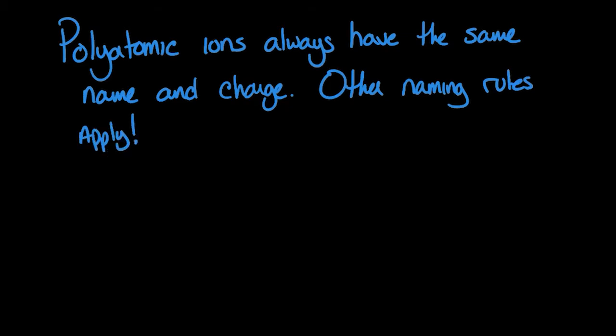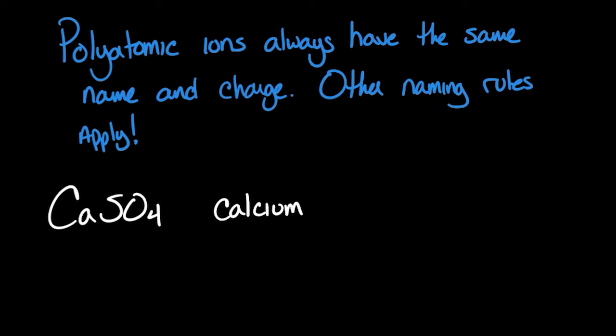So, for example, let's talk about how we would name the compound CaSO4. Since Ca is calcium, I know that that metal keeps its name, calcium, and SO4 is a polyatomic ion with the name sulfate. So the name of this compound is calcium sulfate.